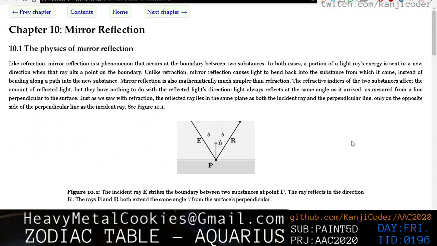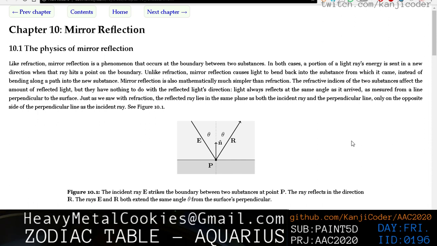Okay, Chapter 10, Mirror Reflection. 10.1, the physics of mirror reflection. Like refraction, mirror reflection is a phenomenon that occurs at the boundary between two substances. In both cases, a portion of a light ray's energy is sent in a new direction when that ray hits a point on the boundary. Unlike refraction, mirror reflection causes light to bend back into the substance from which it came, instead of bending along the path into the new substance. Mirror reflection is also mathematically much simpler than refraction. The refractive indices of two substances affect the amount of reflected light, but they have nothing to do with the reflected light's direction. Yeah, so that's the thing, right?